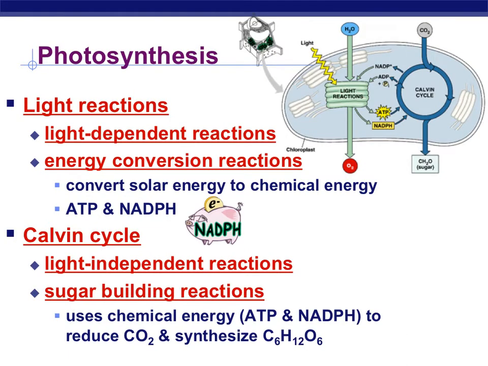So we're going to talk about these two processes within photosynthesis: the light reactions, that of course are dependent on the presence of light, and then the Calvin cycle, or the carbon fixation, that can happen independently of the light.